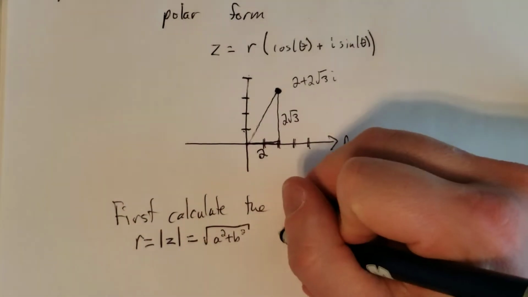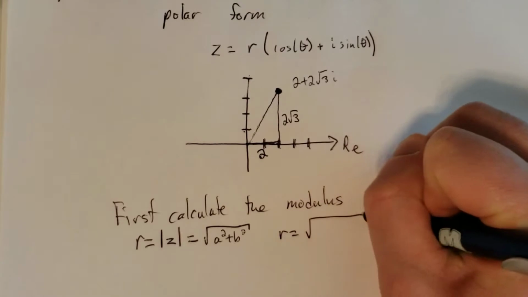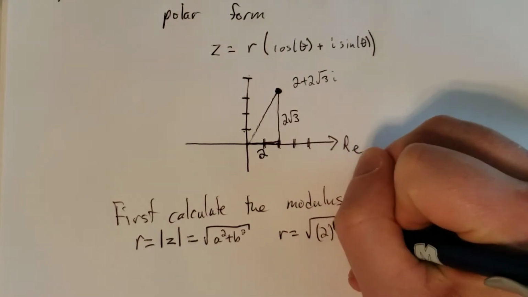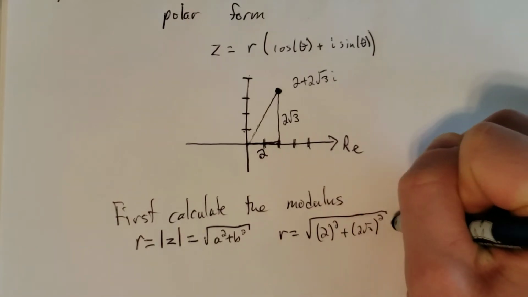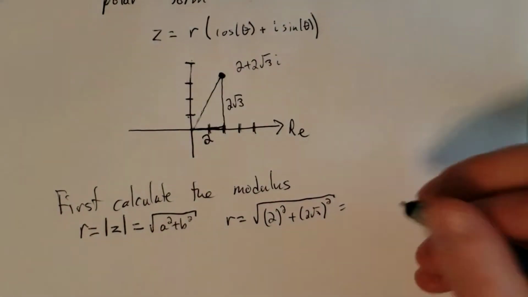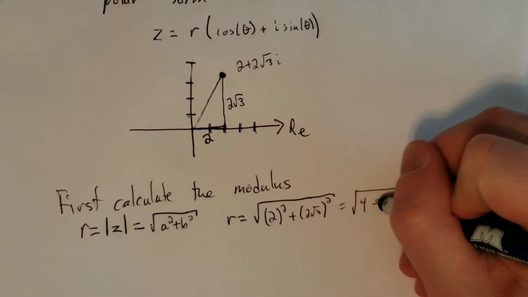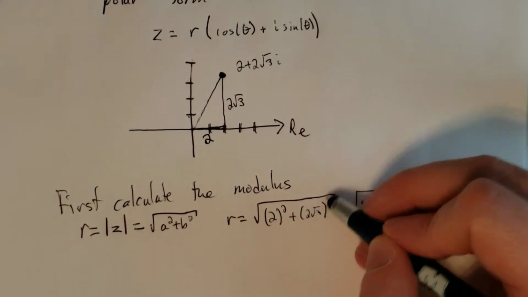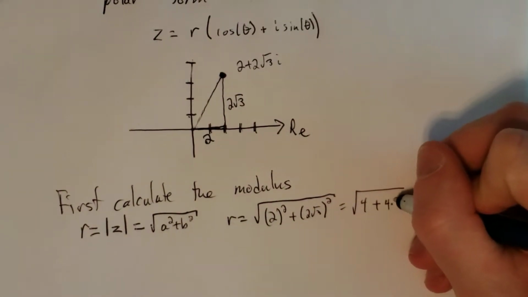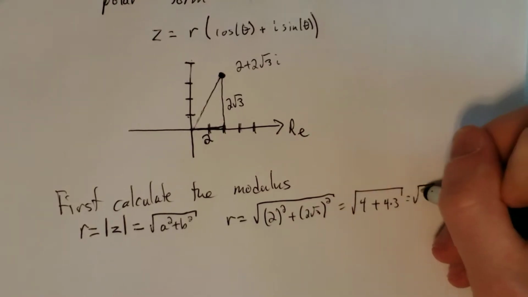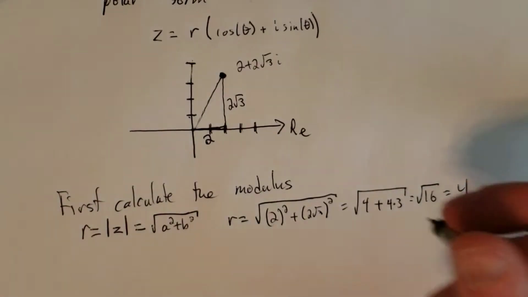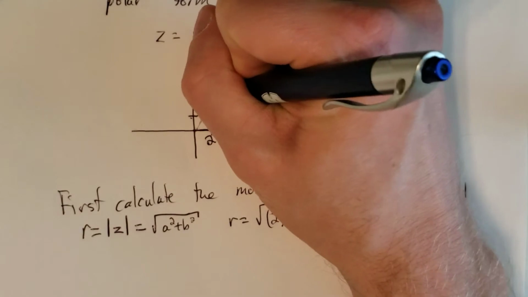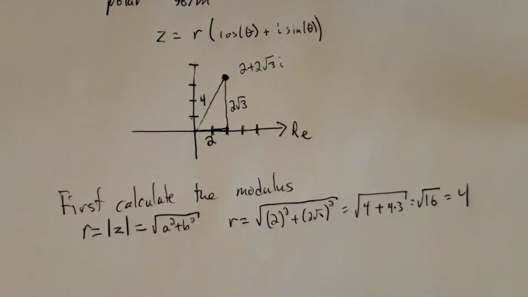In our particular problem, this says that r is equal to the square root of 2 squared plus 2 square roots of 3 squared. And then this is the square root of 4 plus 2 square roots of 3 squared is 4 times 3. This is the square root of 16, which is 4. So our modulus is 4, or the radius here is 4, which I can put back up here now, right in that part of the triangle.